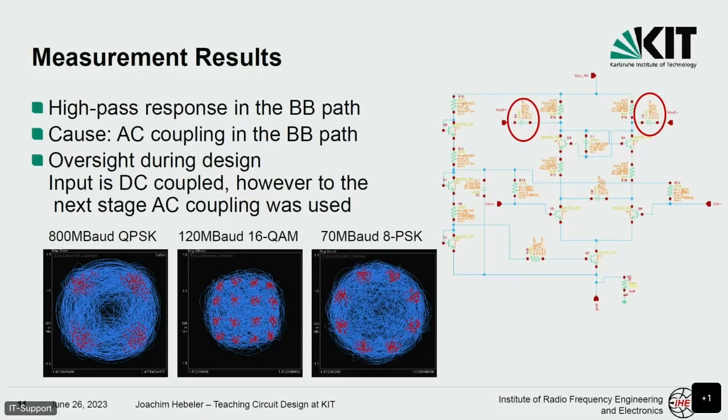So what we saw in measurements, we put a pattern on there. We have a high-pass filter. Patterns don't work. What they did very well is that their baseband amplifiers are very wideband. They go up to 2 or 3 gigahertz. So we just shifted the baseband signals a little bit and did some signal magic and could see, okay, there are some patterns. We see 800 megabaud QPSK, 120 megabaud 16 QAM. So in a way, the system actually works quite well.